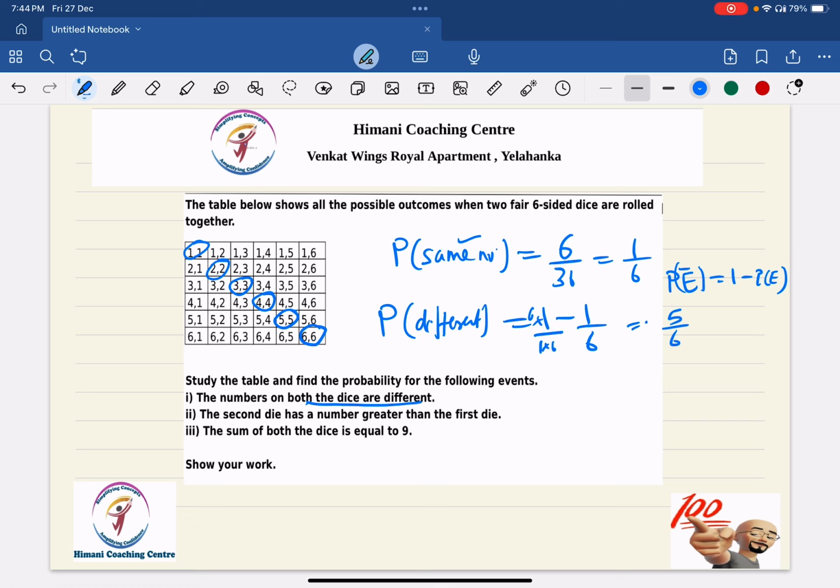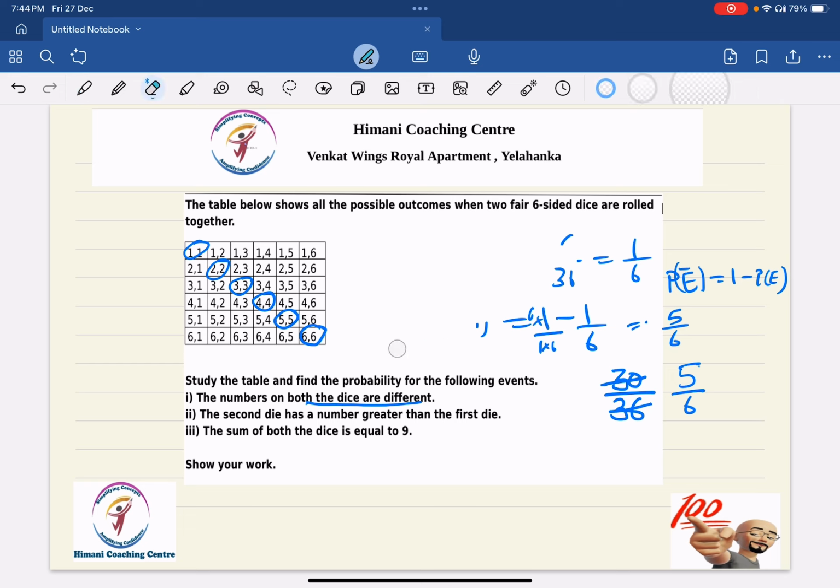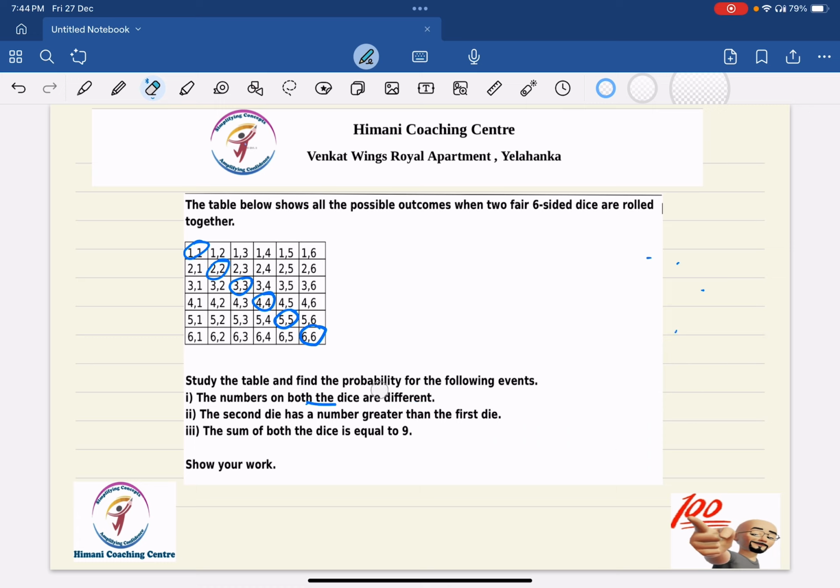Okay. The other way you could have done was, you will say, okay, let us remove these 6 numbers from 36. So probability that numbers are different is 30 upon 36, they will cut by 6, you will get the same answer, 5 by 6. So whichever way you feel comfortable, you can use that. Now let us go to the next question and see what is being asked.